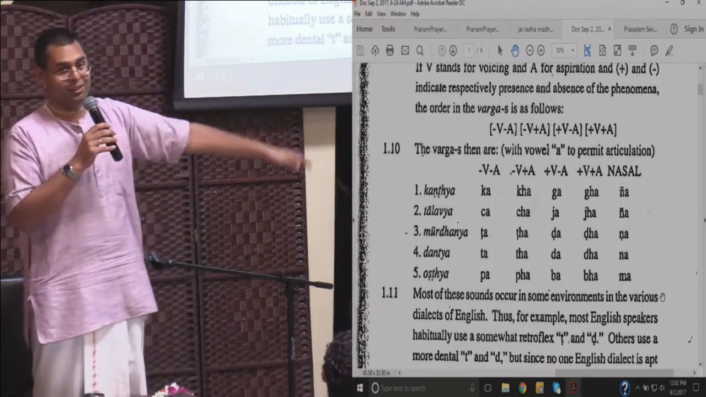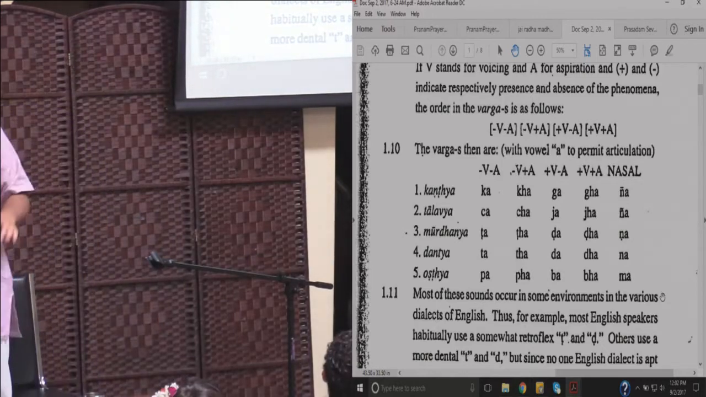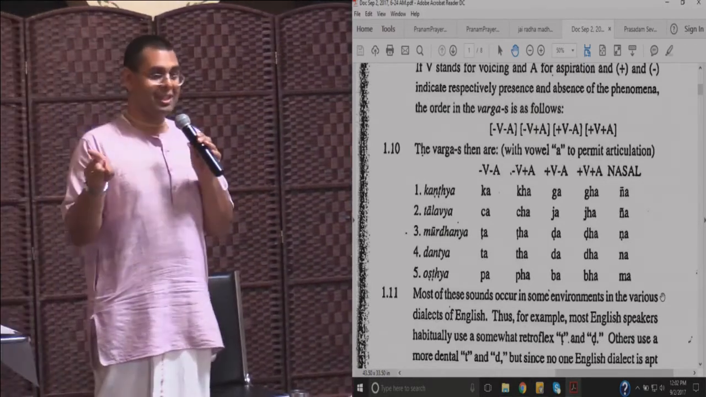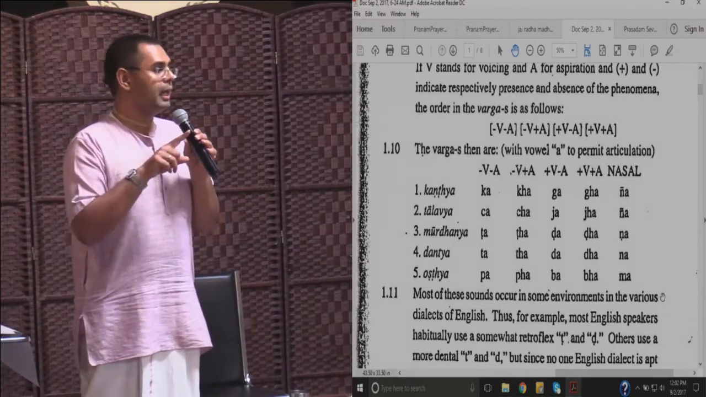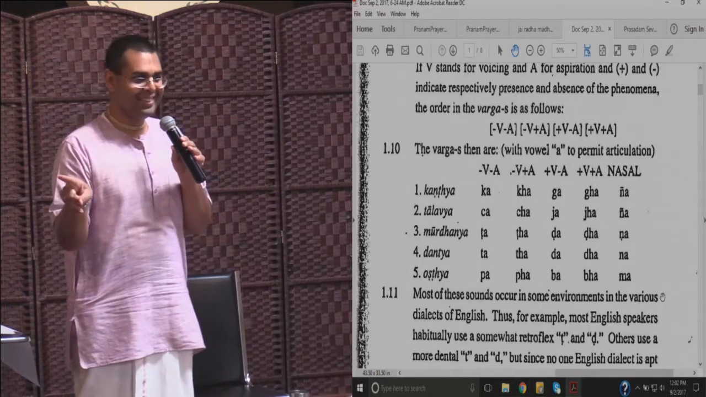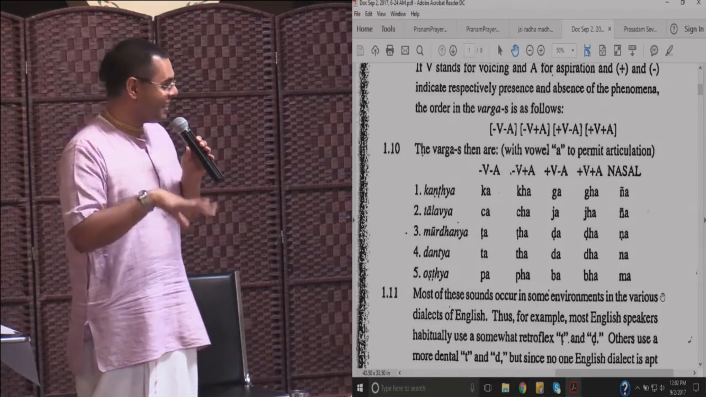Ka, kha, ga, gha, nga. That last column are the nasals, okay? And Panini has, I think, his best sutra. My favorite sutra is his list of the nasals. He says the nasals are nyamangananam. Right? Can you say that? Nyamangananam.